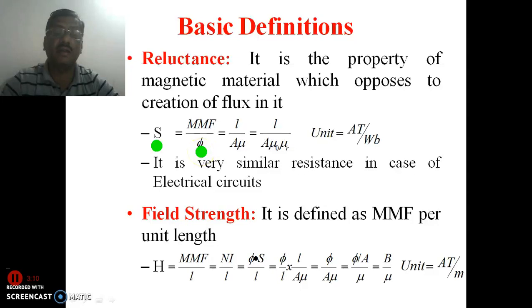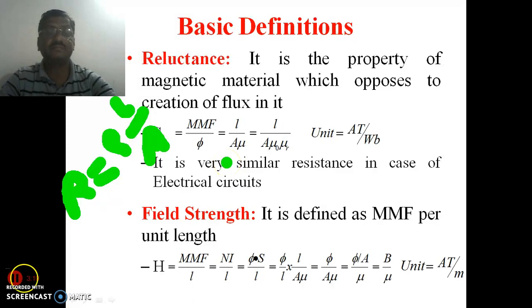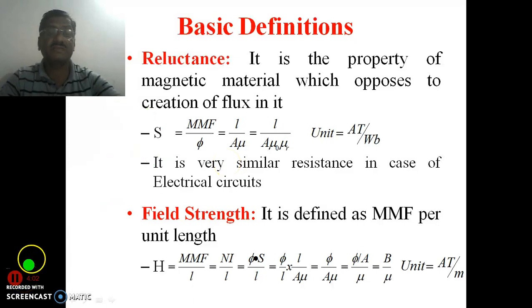This is one formula, and the other formula is in terms of the dimensions. The formula for the resistance is R is equal to rho into L divided by A. Now in this case, rho is replaced by 1 upon mu, otherwise everything is common. That's why for the reluctance we have two formulas.